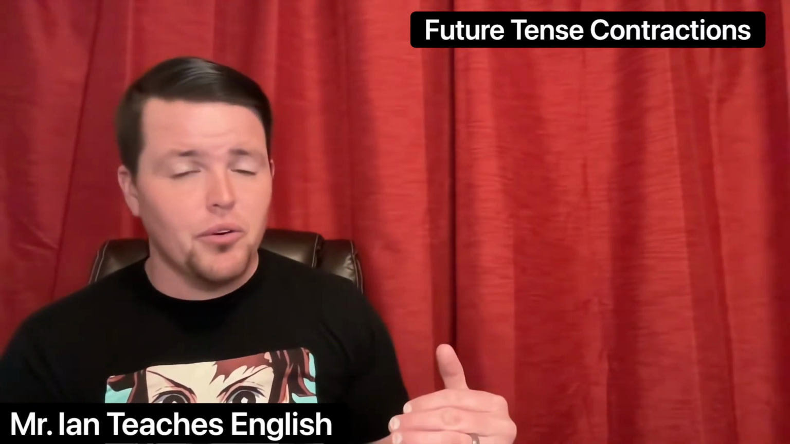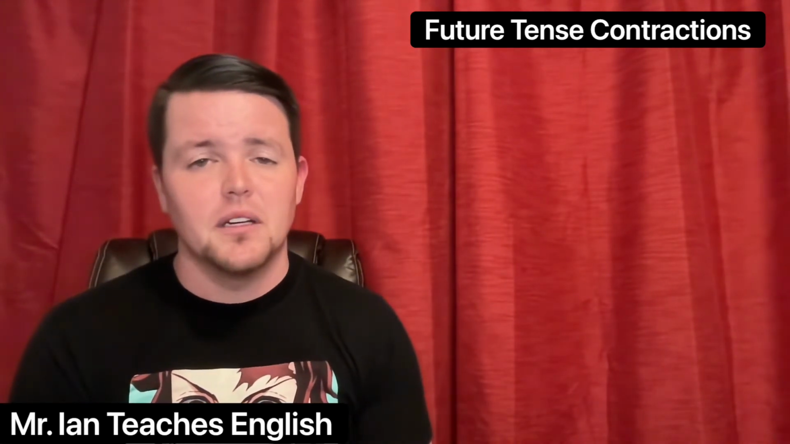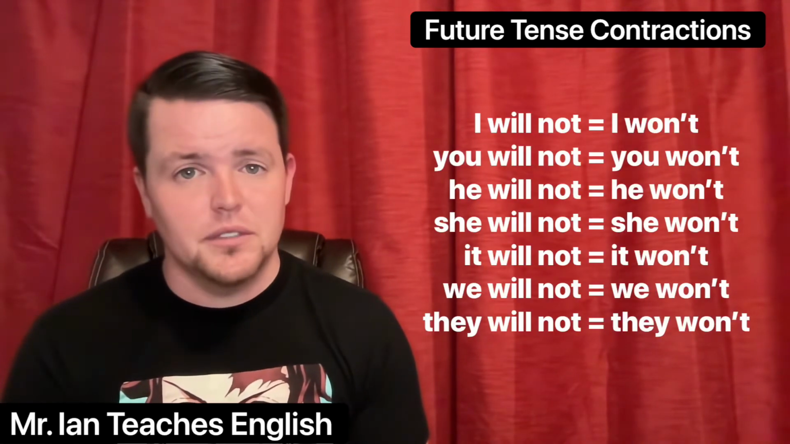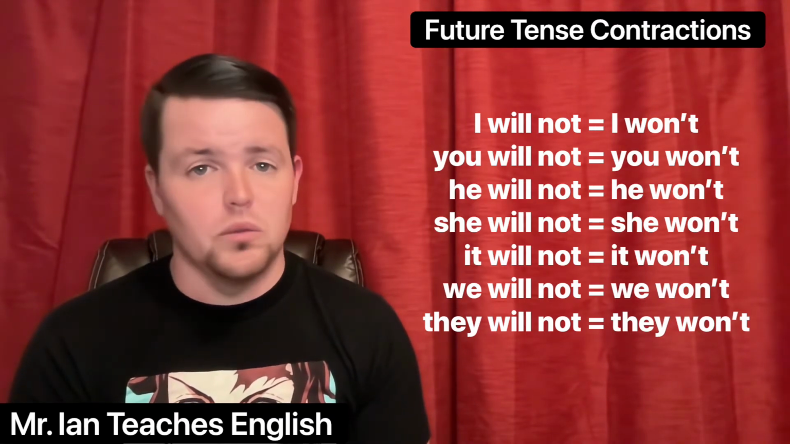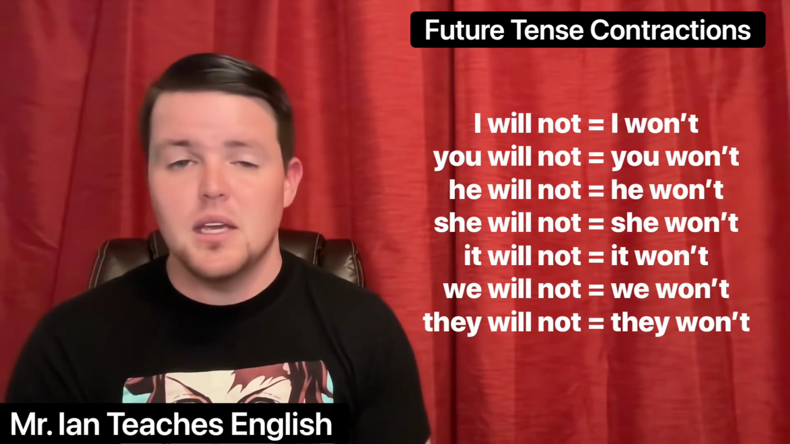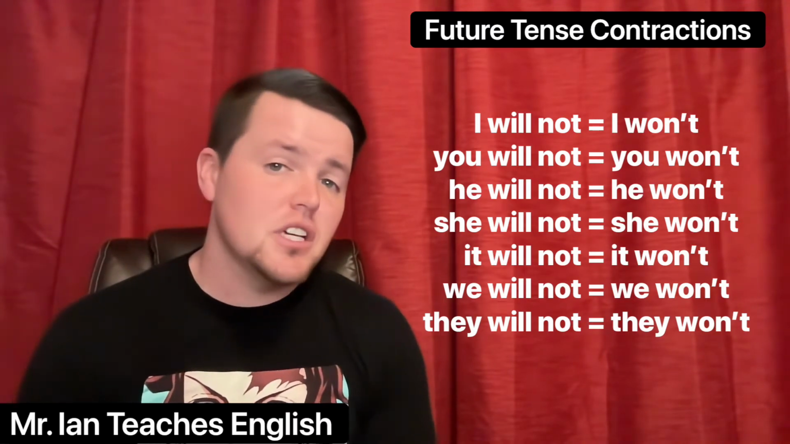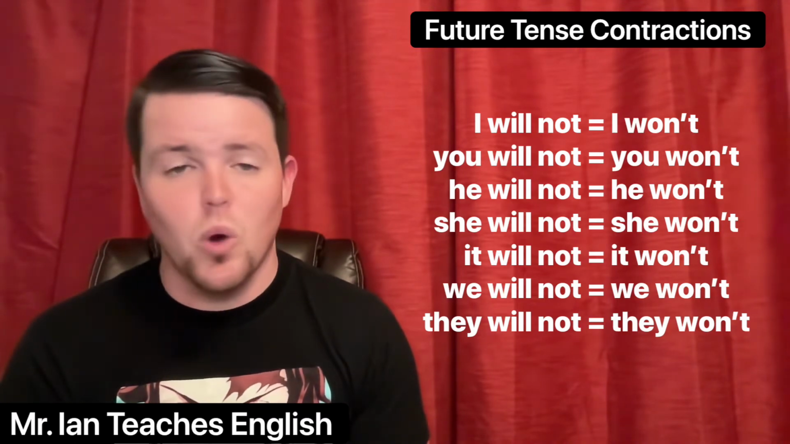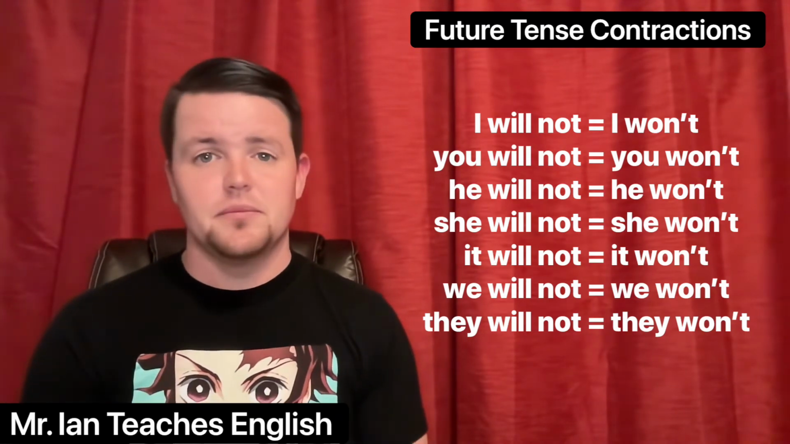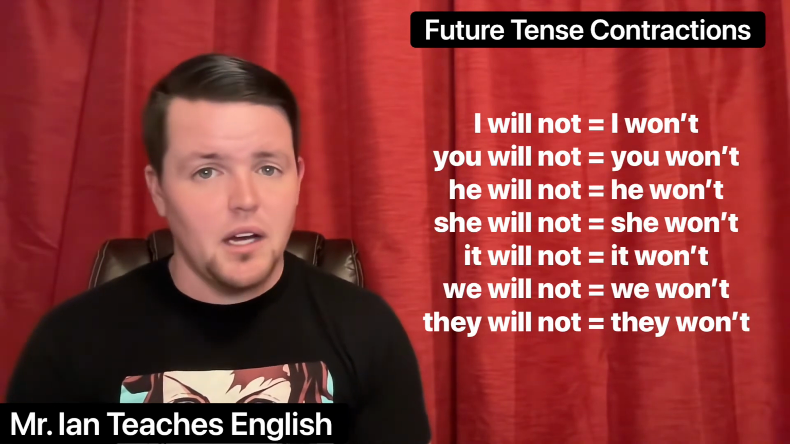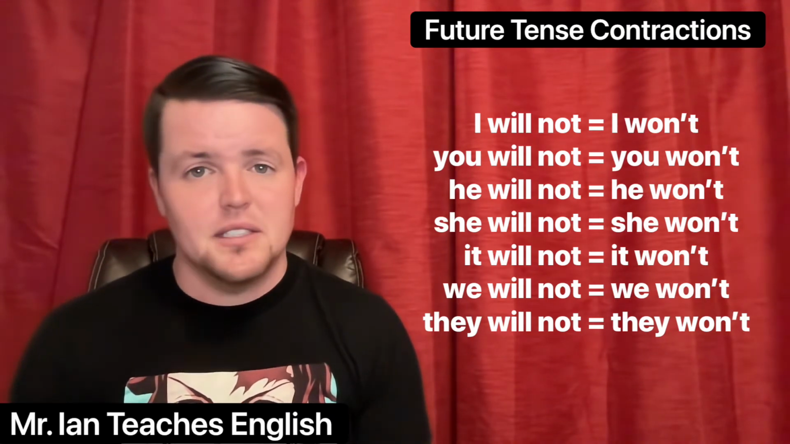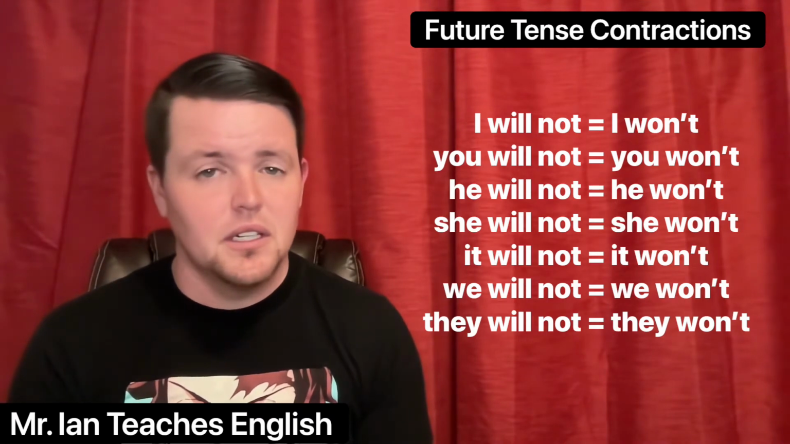Now let's go through our pronoun list. I'll say it, and then you repeat after me with those three repetitions. I won't, I won't, I won't. You won't, you won't, you won't. He will not, he won't, he won't, he won't. She will not, she won't. It will not, it won't. We will not, we won't. They will not, they won't, they won't, they won't.